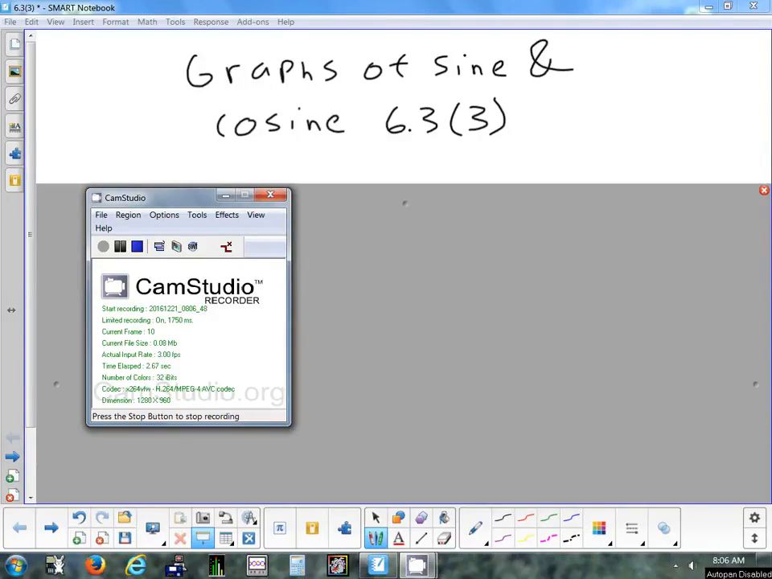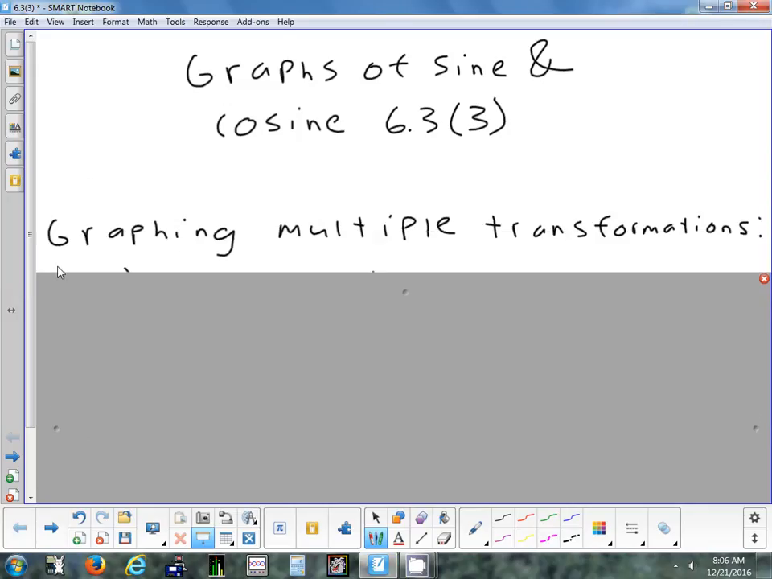All right, so we'll finish looking at sine and cosine today in depth in terms of graphing, and we'll look at how we graph multiple transformations. Everything you already know about graphing individual transformations stays exactly the same. The only thing you have to do is do the individual transformations in a certain order.